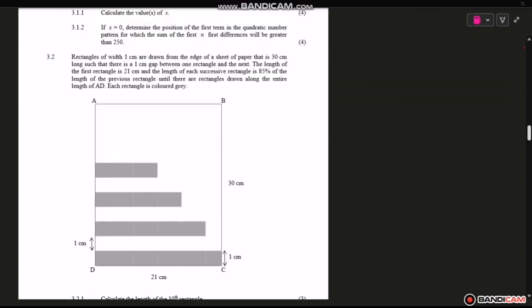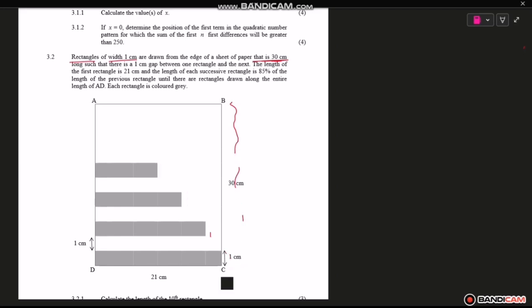Let's try to look at this question right here. They say rectangles of width 1 centimeter. So this is the width of this rectangle. This is the width, this is the width, and this is the width here. It's 1 centimeter. They are drawn from the edge of a sheet of paper that is 30 centimeters. As you can see, B to C is 30, or A to D is 30.